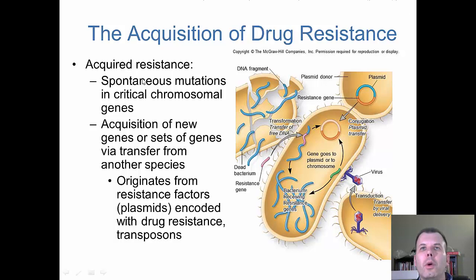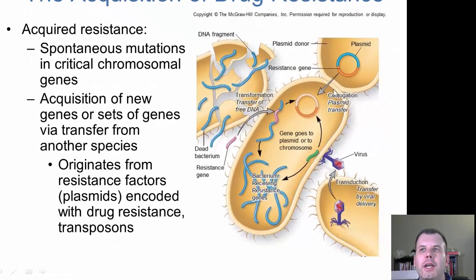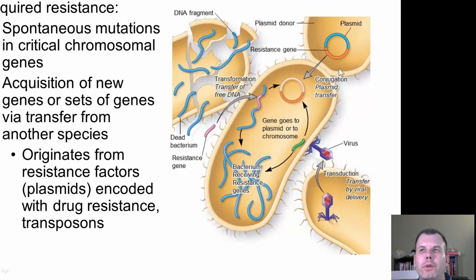And so, again, acquired resistance. This can be through spontaneous mutations, typically. So, if a bacteria is exposed to a drug or something else, sometimes they can spontaneously mutate and come up with these things. Typically, though, it's through acquisition of new genes or sets of genes. So, this could be through conjugation. One plasmid that has resistance gets passed to another bacteria. Okay, this happens all the time in our intestines.